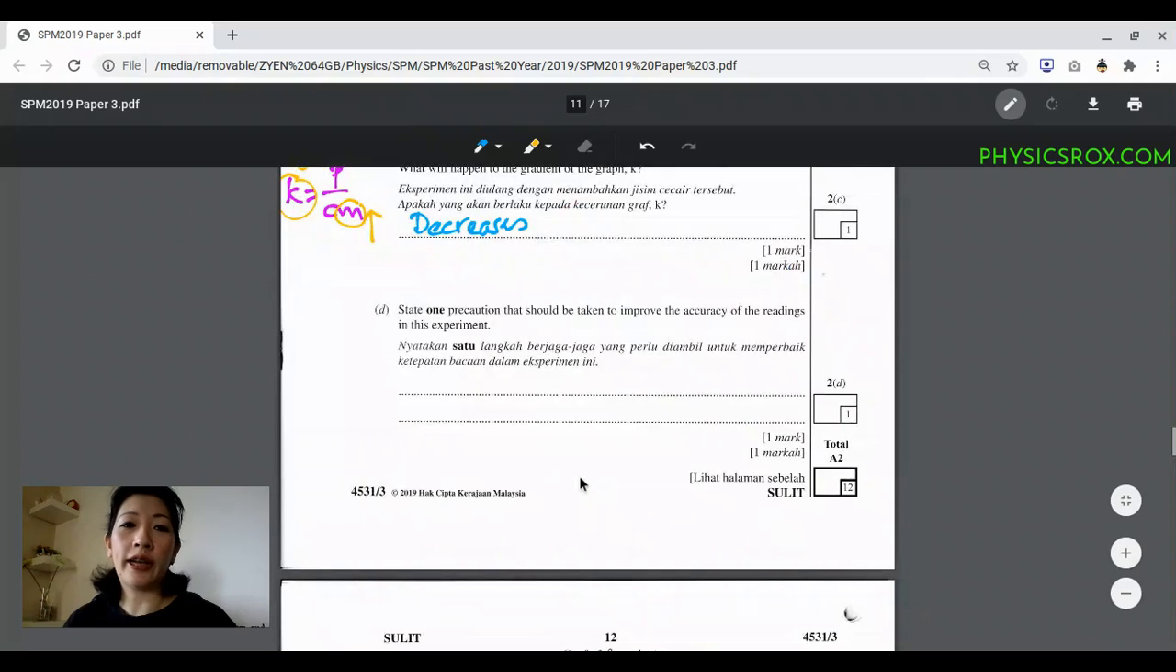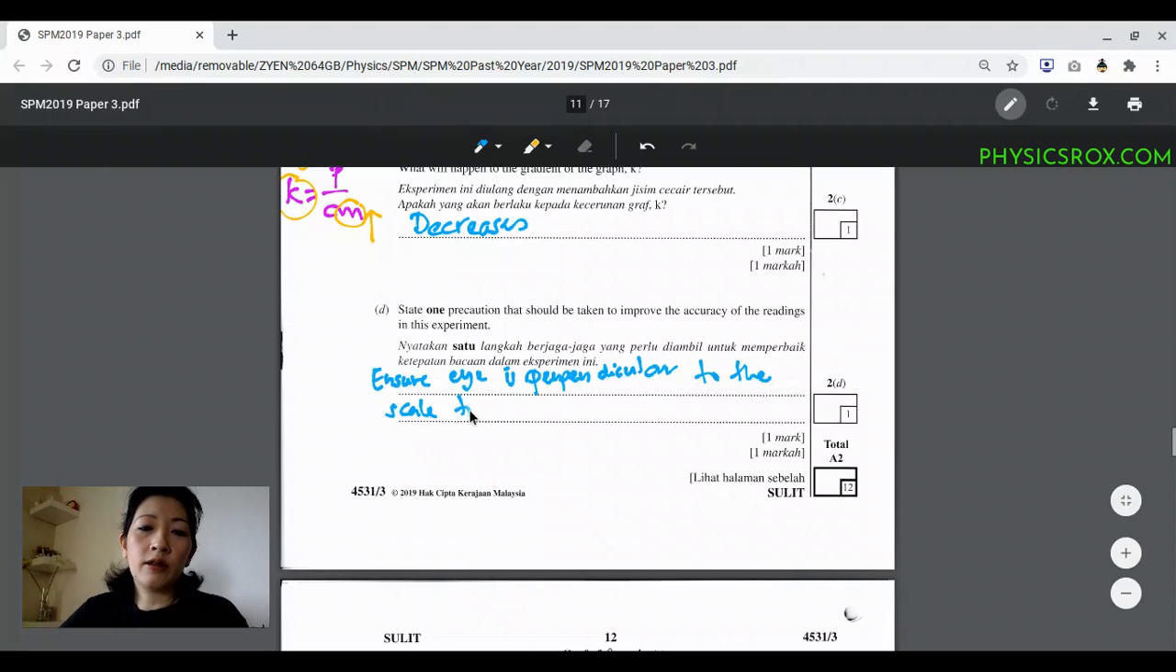Now, usually in paper 3, either question 1 or 2, they always ask you for one precaution. There are a lot of precautions that you can use, but some of them are very specific to certain experiments. So if you don't know what precaution to write, just pick one of these 2 which I'm going to share with you. These precautions can be used for any experiment because they're true for all cases. The first precaution you can write is ensure the eye is perpendicular. Keyword is perpendicular. Make sure you don't write parallel or something of the sort. Perpendicular to the scale to avoid parallax error.